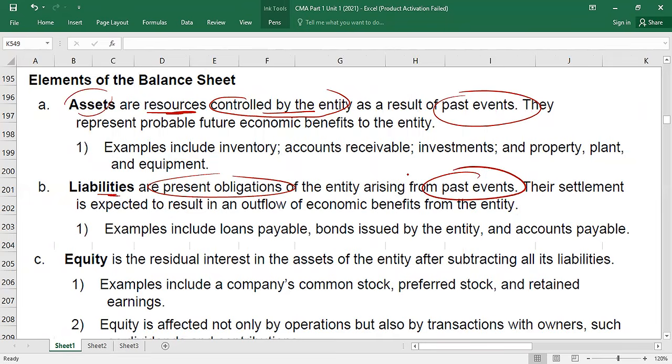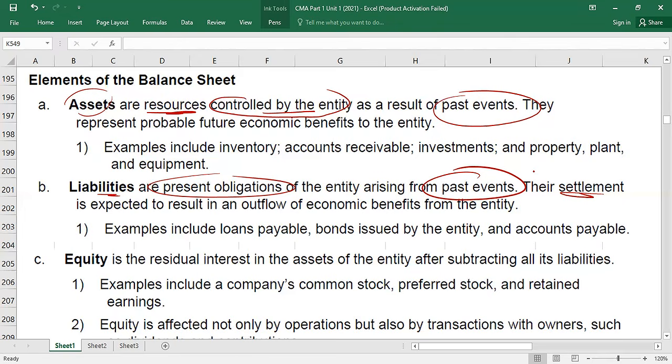Present obligation due to which event? A past event, and this will result in an outflow. Settlement of liability is an outflow of resources, whereas assets result in an inflow. Right or wrong? So three keywords are there: present obligation due to a past event, which would result in an outflow of economic benefit.